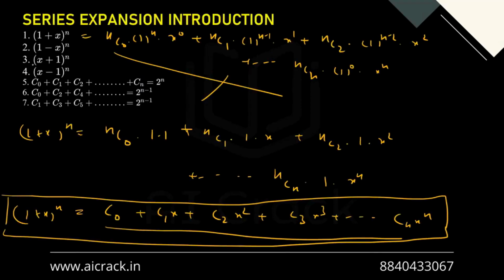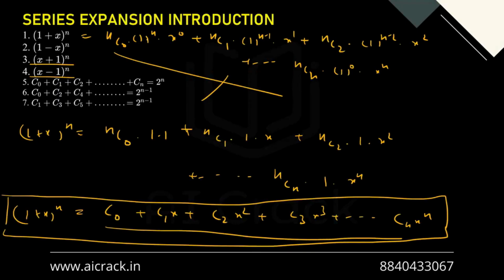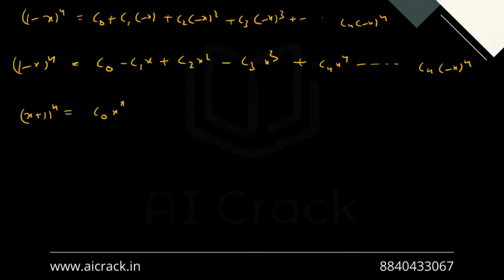Now if we talk about x plus 1 and x minus 1 raised power n, in that case x plus 1 raised power n would be c0 x raised power n. Why? Because in the expansion over here 1 was coming, 1 raised power n. In this case x is coming, so x raised power n. So c0 x raised power n plus c1 x raised power n minus 1 plus c2 x raised power n minus 2 till cn x raised power 0, or nothing basically. This is our x plus 1 raised power n.